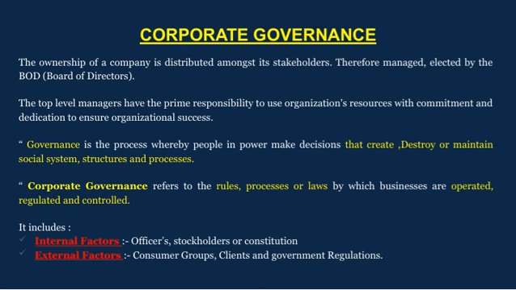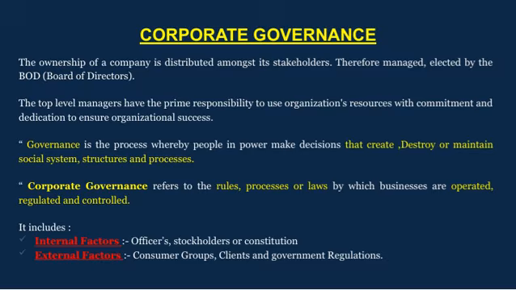Now, moving on to governance. Governance is essentially the process through which those in power make decisions that can create, destroy, or maintain social systems, structures, and processes. It's about how authority and decision-making influence the organization and society at large. When we talk about corporate governance, we're referring to the rules, processes, or laws that govern how a business is operated, regulated, and controlled. It's a framework that helps ensure companies are run ethically and effectively.